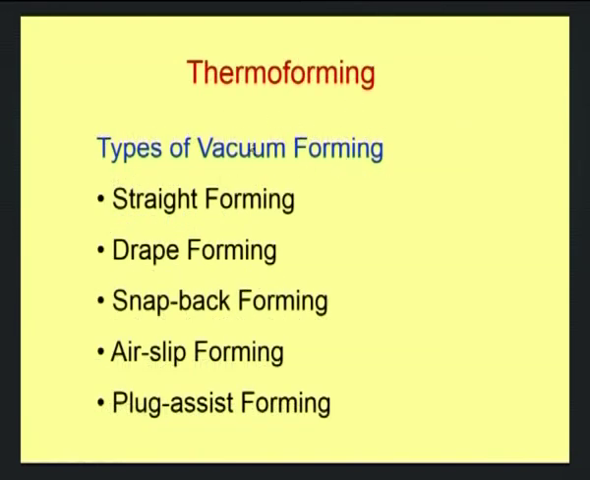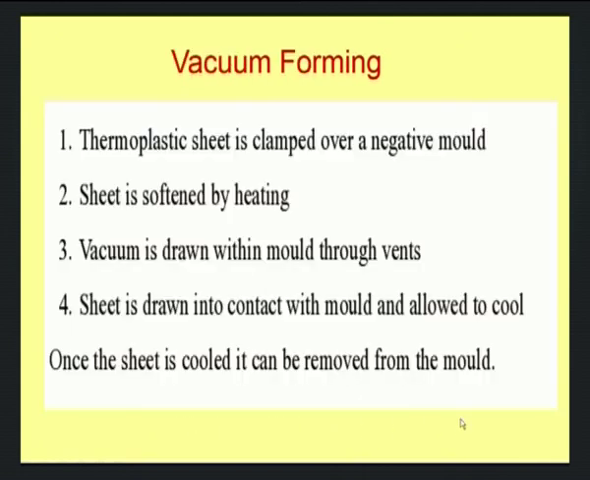Next, moving on to the types of vacuum forming, based on the orientation it is called straight forming or drape forming, snapback forming, air slip forming and plug assist forming. We will see some of the common types. Before that, this is the typical procedure involved in the vacuum forming process.